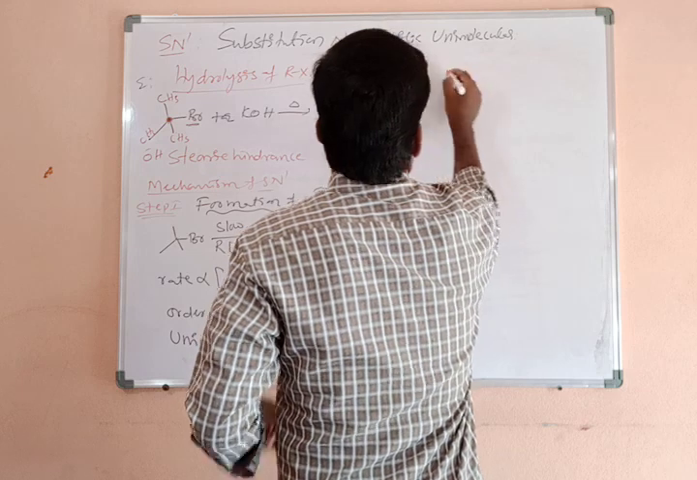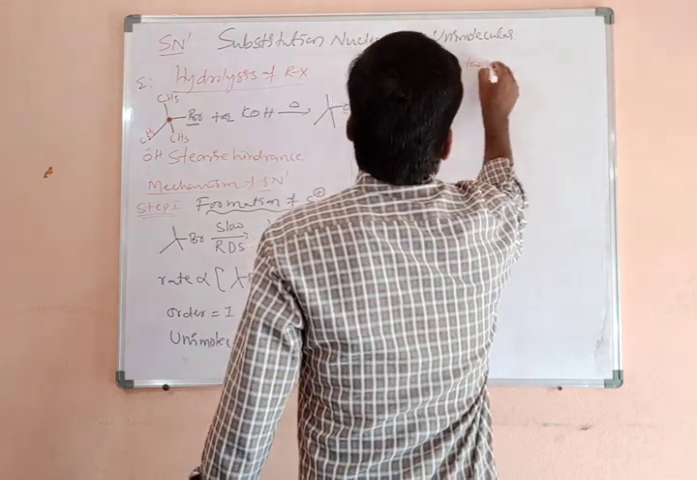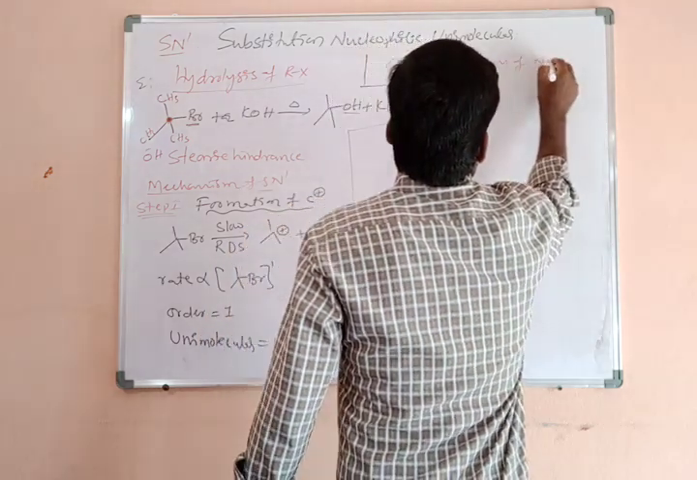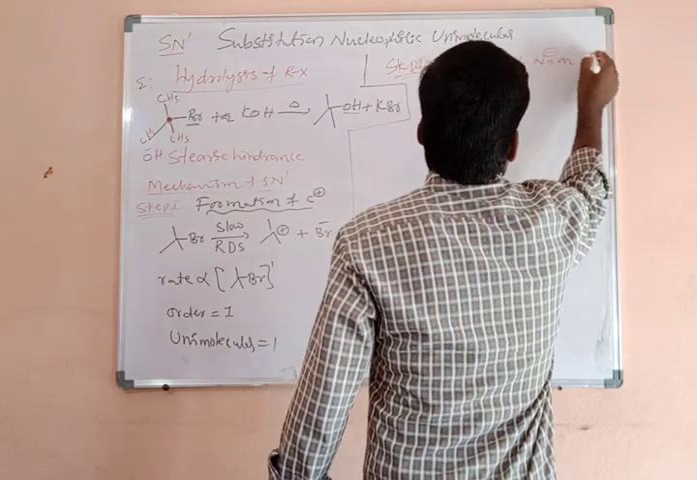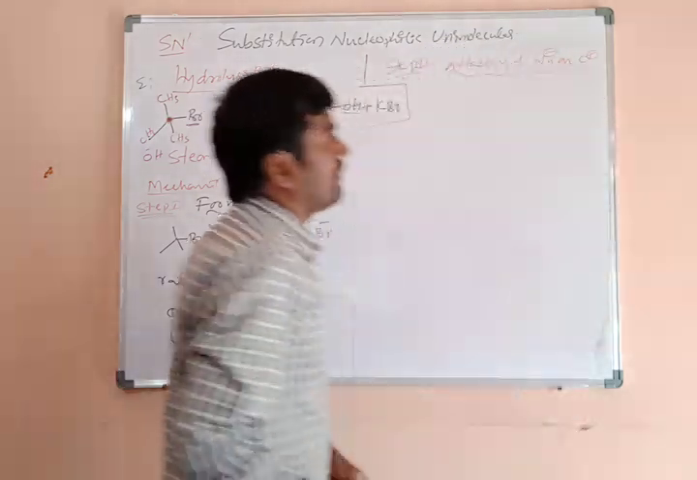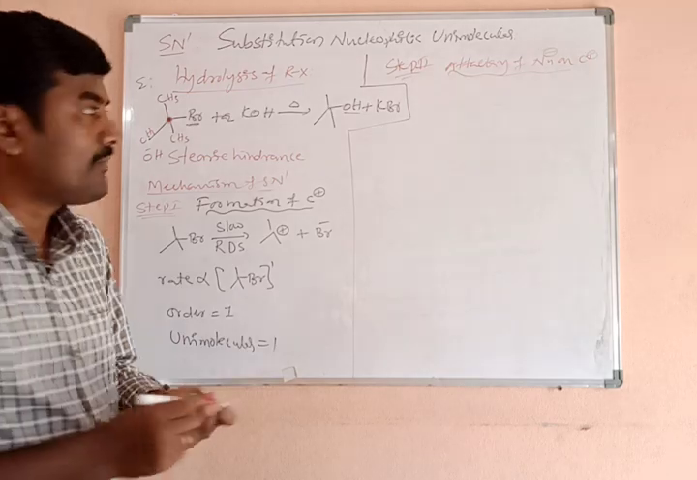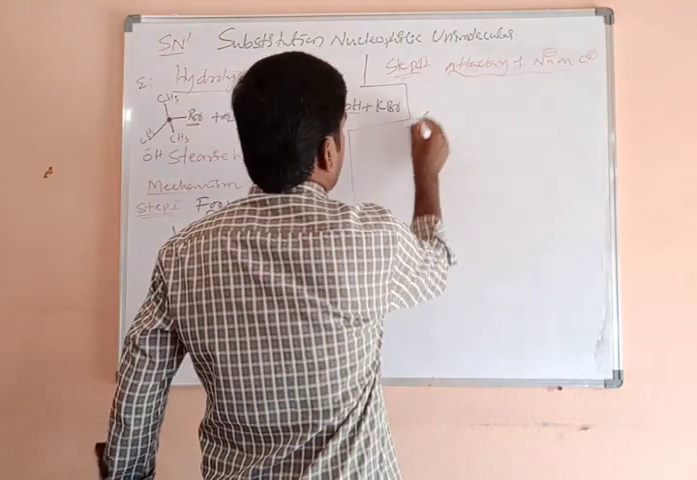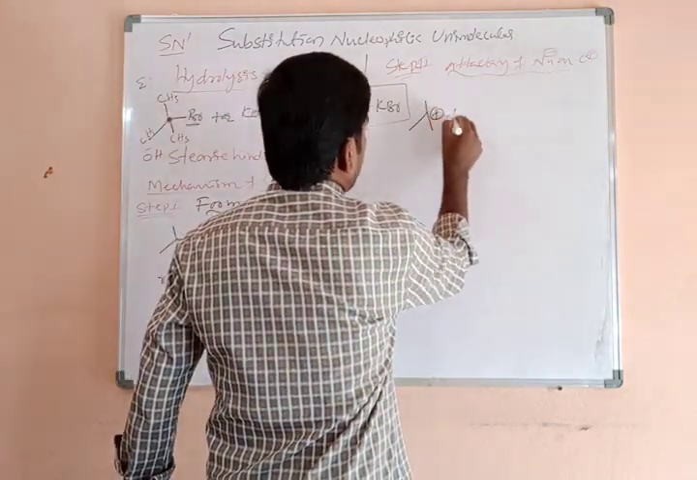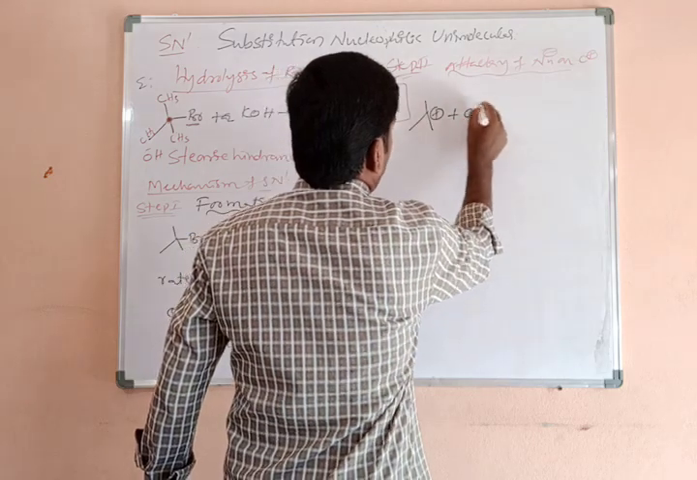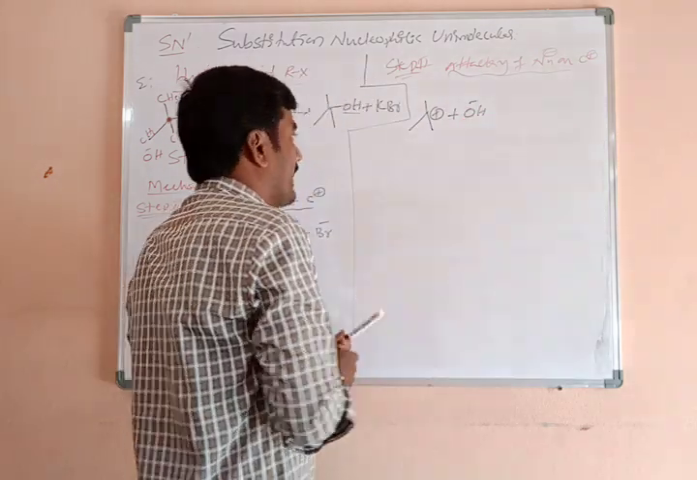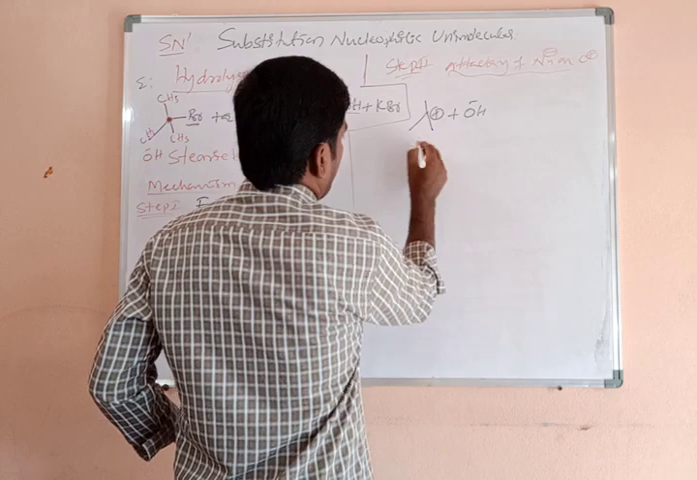Step 2: attacking of nucleophile on carbocation to form the final product. This is a tertiary carbocation, a 3-degree carbocation, attacked by the nucleophile.